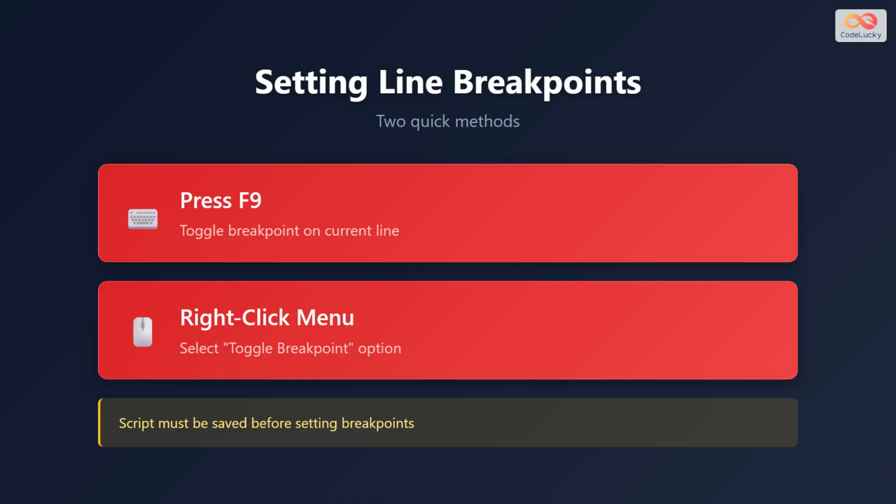Setting line breakpoints in ISE is quick and easy. There are 2 methods you can use. First, you can simply press the F9 key while your cursor is on the line where you want to pause execution. This toggles the breakpoint on or off. Alternatively, you can click on the desired line and select the toggle breakpoint option from the context menu. When a breakpoint is set, the line will be highlighted to show it's active. One important thing to remember: your script must be saved before you can set breakpoints. If you try to set breakpoints on an unsaved script, the option won't be available.